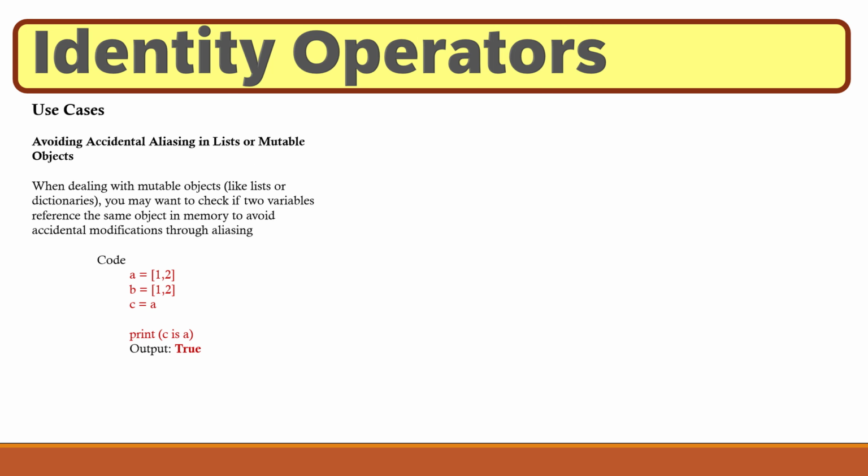Another use case: avoiding accidental aliasing in lists or mutable objects. When we deal with mutable objects like lists or dictionaries, you want to check if two variables reference the same object in memory to avoid accidental modification through aliasing. So the code: A equals a list 1, 2, B equals a list 1, 2, and then C equals A. Then we can print C is A and see if that's true or false. In this case, it's true. Another very similar example is checking caching behavior in immutable objects like integers. The code: A equals 7, B equals 7, print A is B, and check the output whether it's true or false. In this case, it's true.